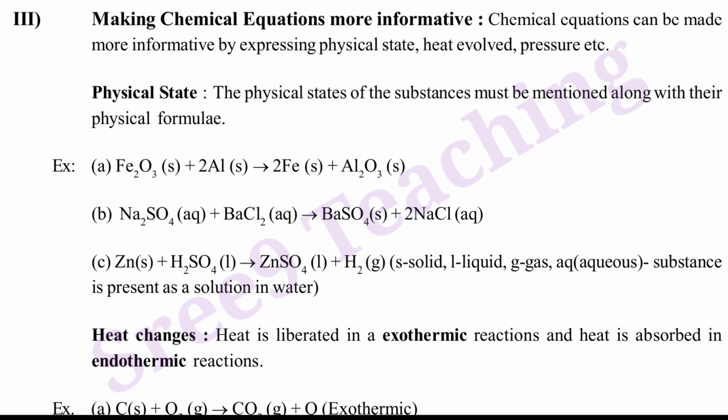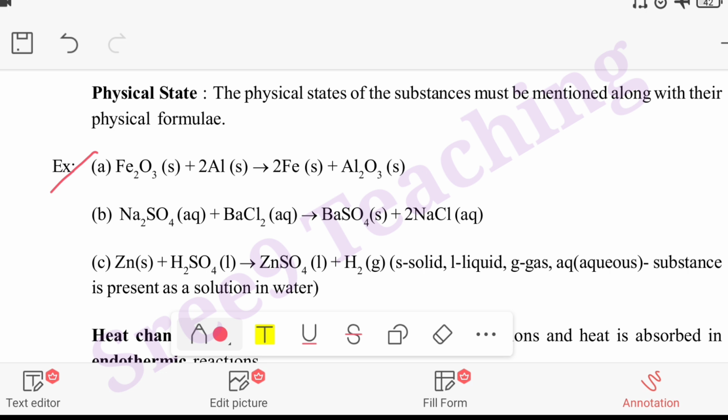Okay. Now let us see the example Fe2O3. So in brackets S is there. It means that this is solid, plus 2Al. In brackets S is there. S means solid. Gives rise to 2Fe. S means solid, plus Al2O3. S means solid, like that. In the same equation we are writing in brackets whether it is solid means S, whether it is liquid means L, whether it is aqueous means we write AQ.